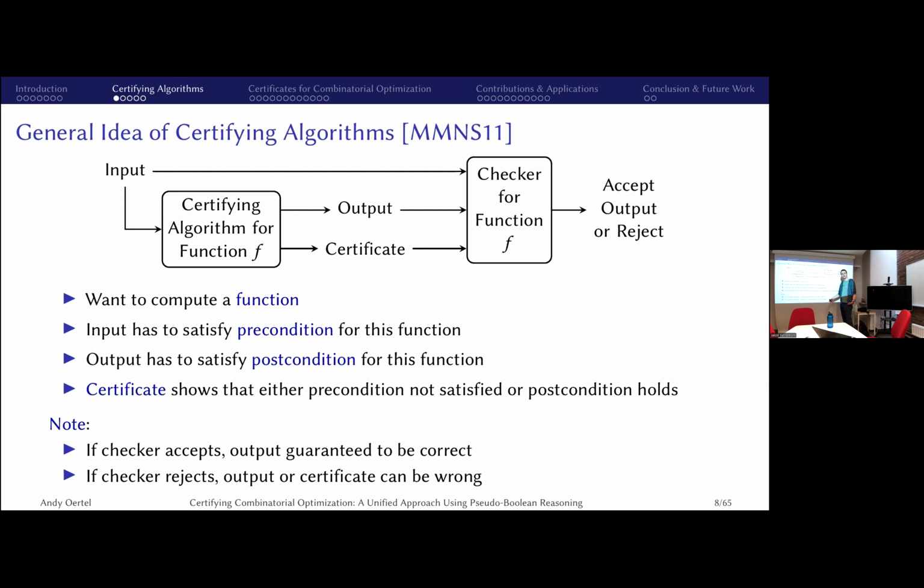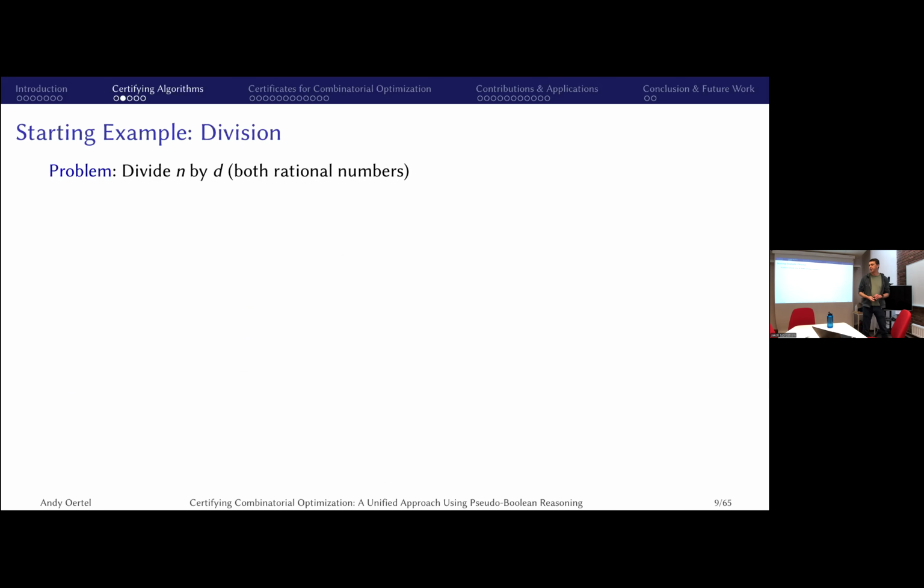So to give you a better feeling of what this means: precondition, postcondition, certificate, let us consider the example of division. The problem is we want to divide a number n by d, and let us just say both n and d are rational numbers. Then the precondition is, well, we cannot divide by 0, so the precondition is that d is not 0.